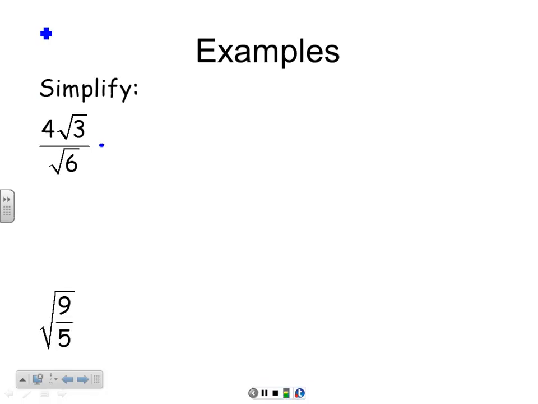I'm going to multiply this whole entire fraction by a number that's going to make the square root of 6 a perfect square. So if I multiply the square root of 6 times the square root of 6, that's going to give me the square root of 36, which is a perfect square, and that's what I need. So we're going to multiply the top and the bottom by the square root of 6. So the top is going to become 4 square roots of 3 times the square root of 6, which is 4 square roots of 18.